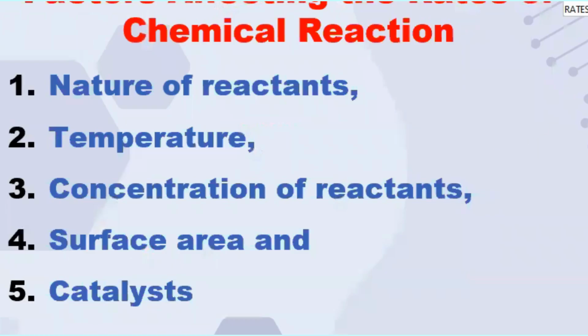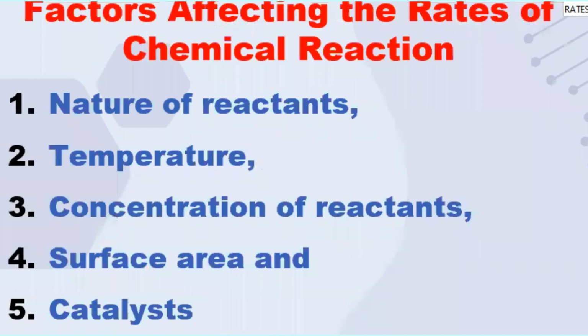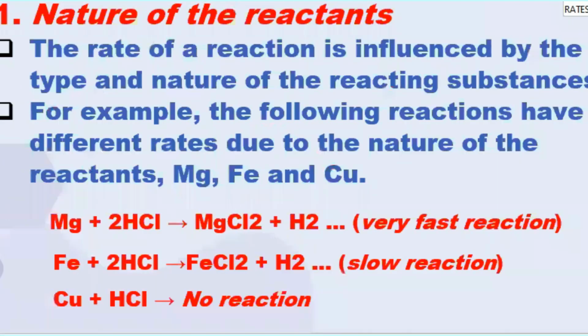Factors affecting the rate of chemical reaction. There are 5 factors that affect the rate of chemical reaction. The first one is the nature of reactants, second, temperature, third, concentration of reactants, fourth, surface area, fifth is catalyst. How can these 5 factors affect the rate of chemical reaction?